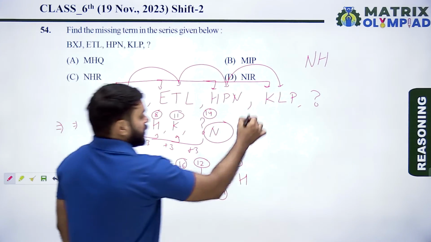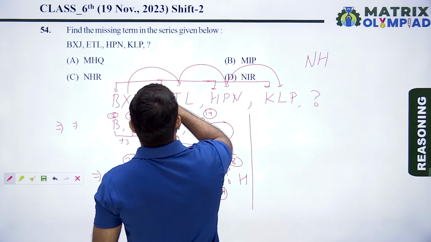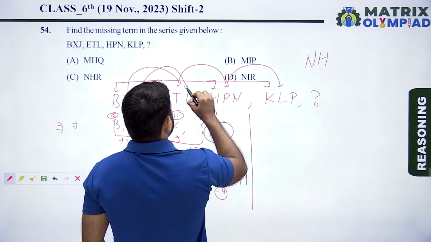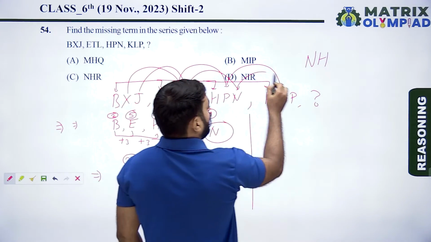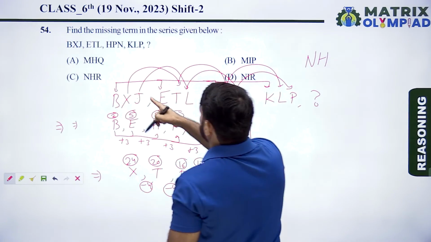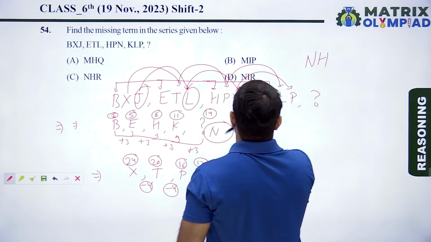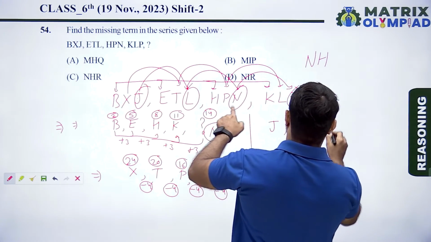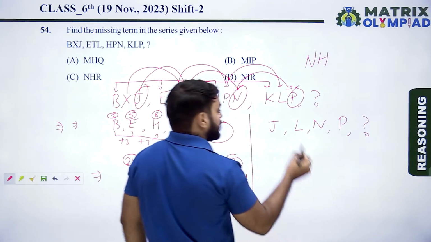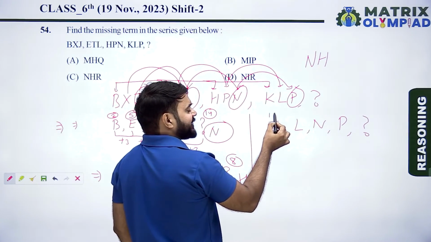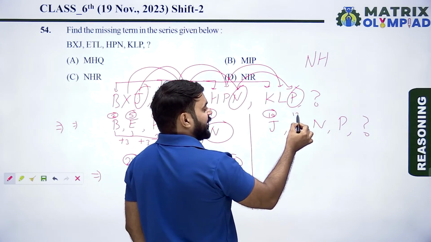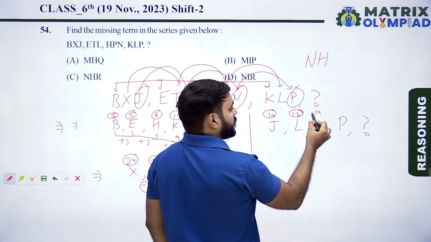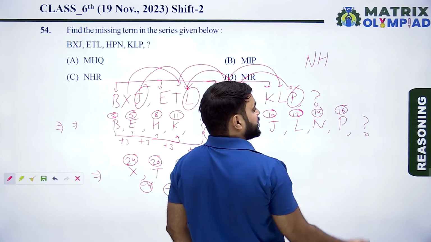Now take third letter of each term. So it means J, L, N, P, and next is missing. So position of J in English alphabet is 10. Position of L is 12. Position of N is 14. Position of P is 16.